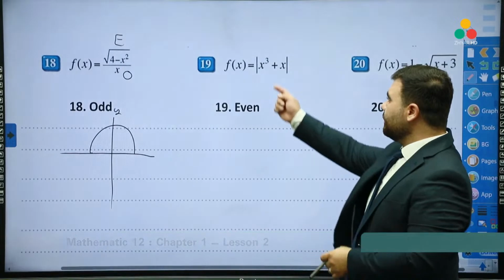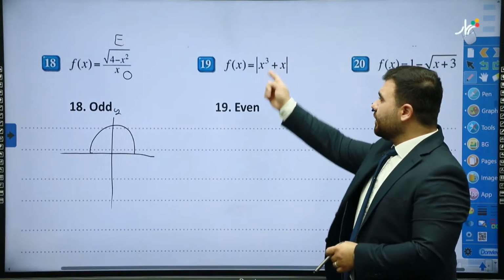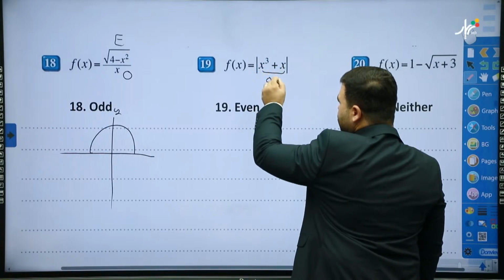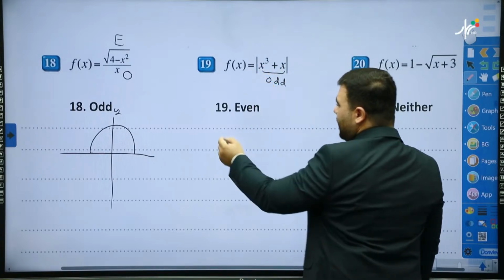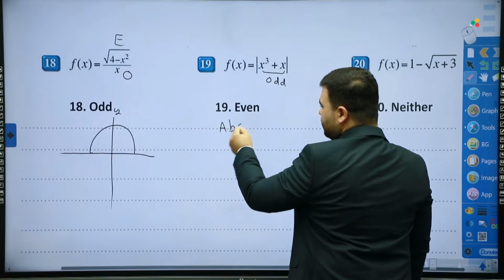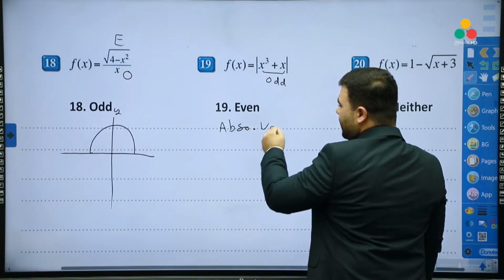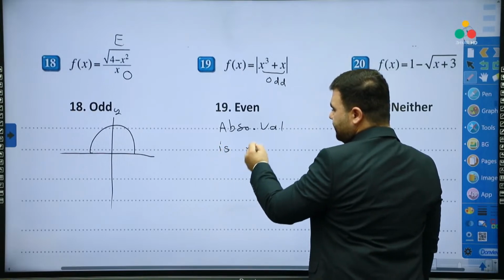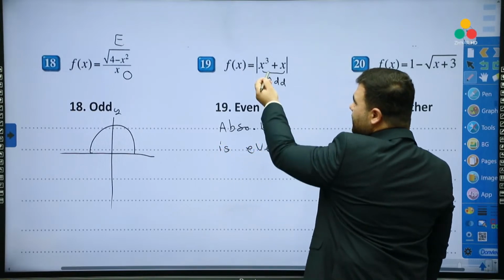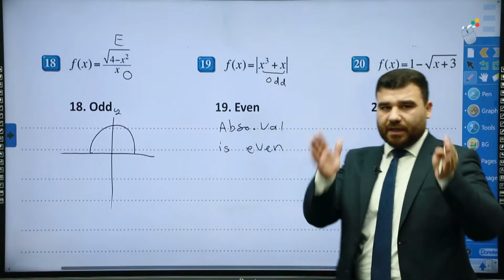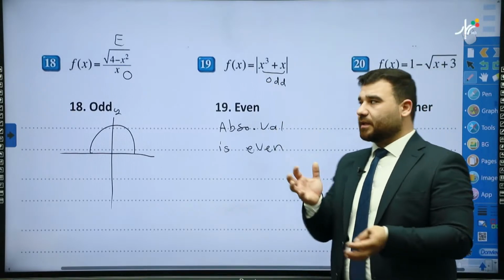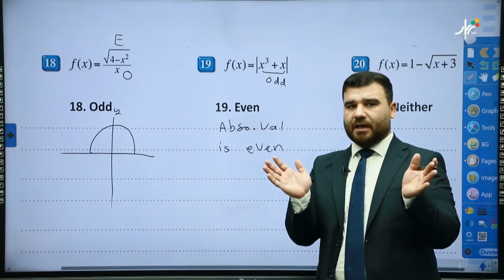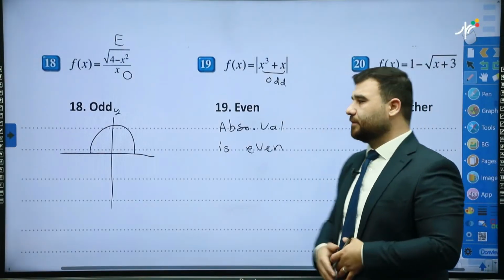Here, these are odd. There is a note. Absolute value function is even. Then this is an odd function, but it's surrounded by even. This makes the result even. It makes the graph look like a V shape, and the V shape has the y-axis in the middle.